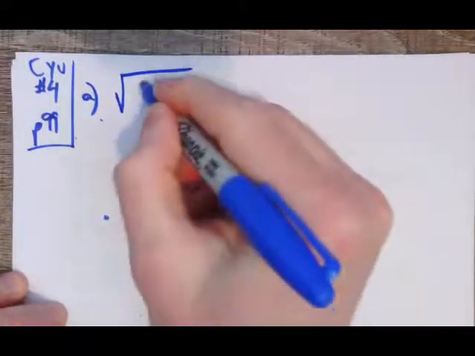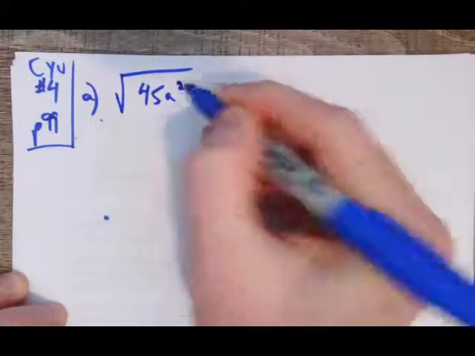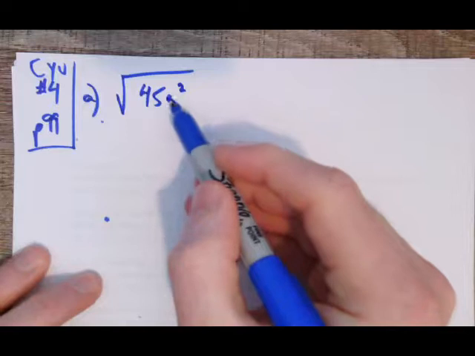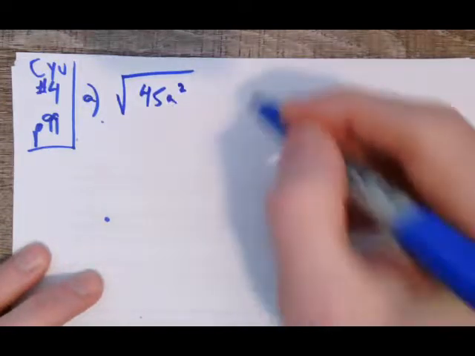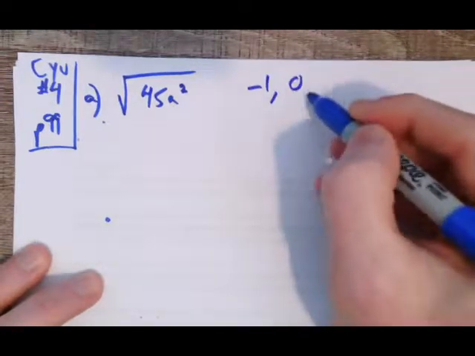So the first one is the root of 45a squared. A, in this case, can be anything. I'm not going to do this little check every time, but you can, please.